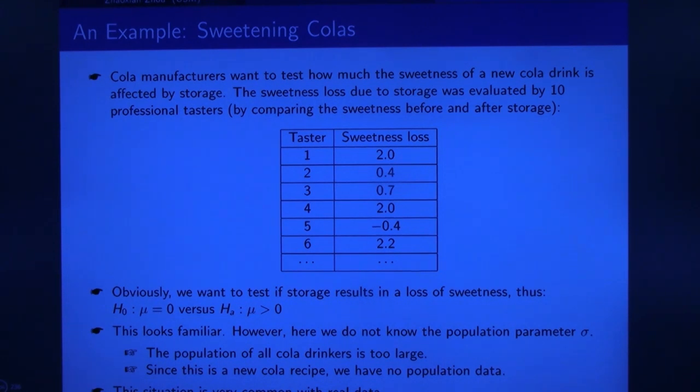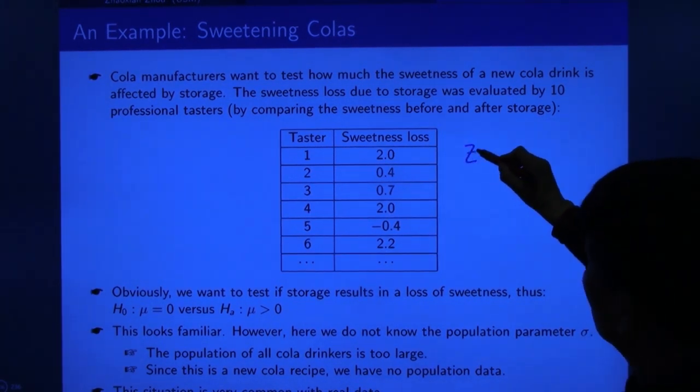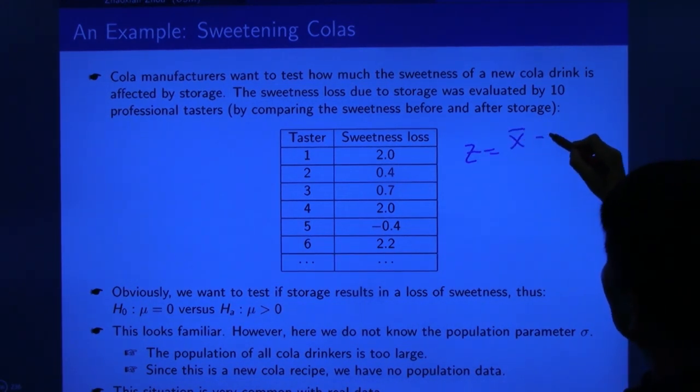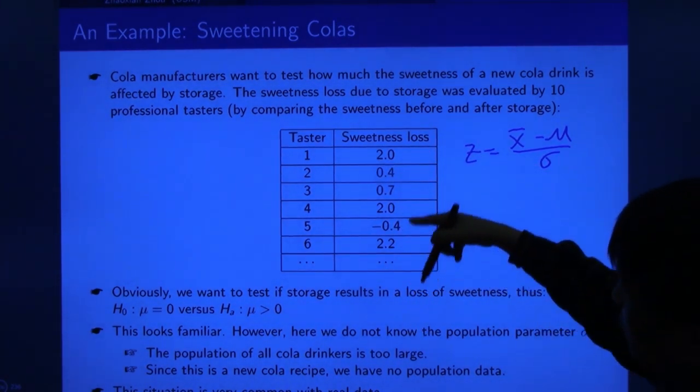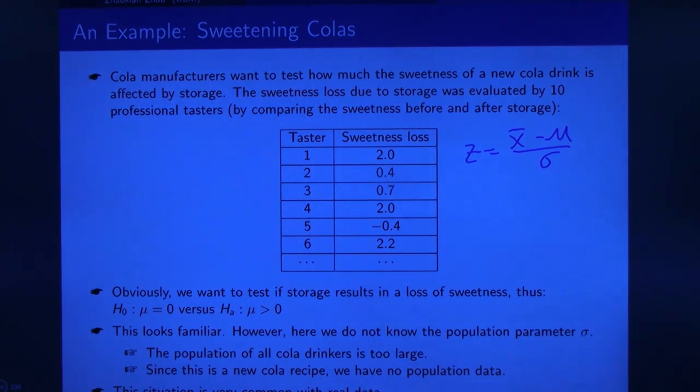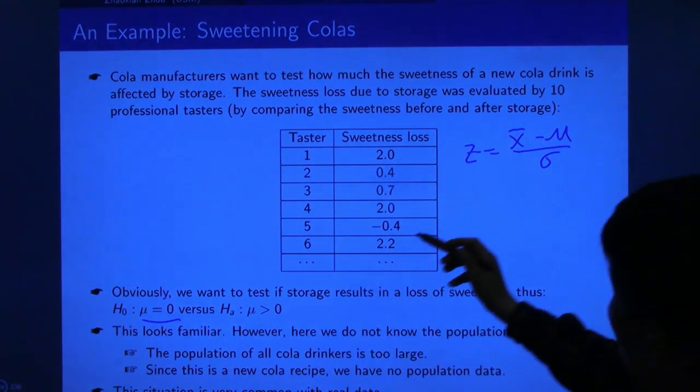This looks familiar, right? We try to use the method we discussed in the last chapter to solve this one. We are given this sample, assuming it is a random sample, with a size of 10. First we calculate the z-score. The z-score equals x bar minus mu, divided by the standard deviation. X bar is the mean of this random sample, so that's easy to calculate. We can just add all these 10 numbers, then divide by 10. And mu is the mean of the population that we want to test. Because H0 is mu equal to 0, mu equals 0 here.